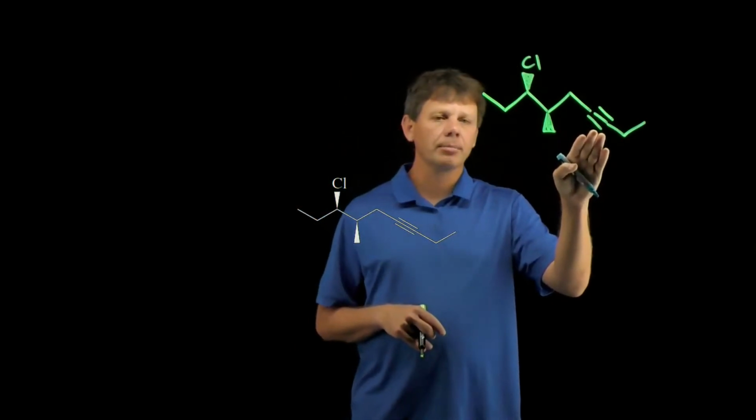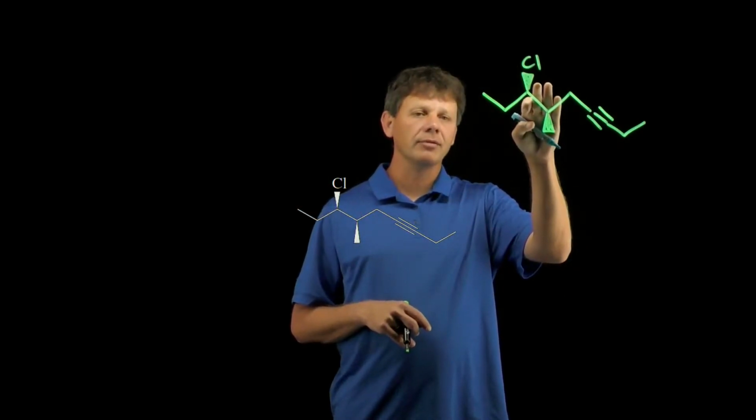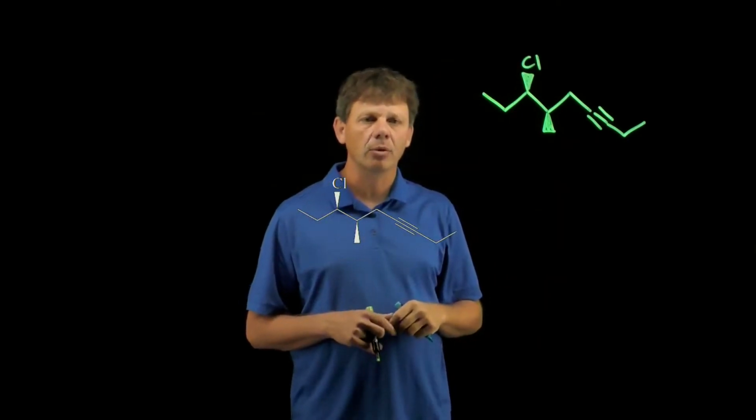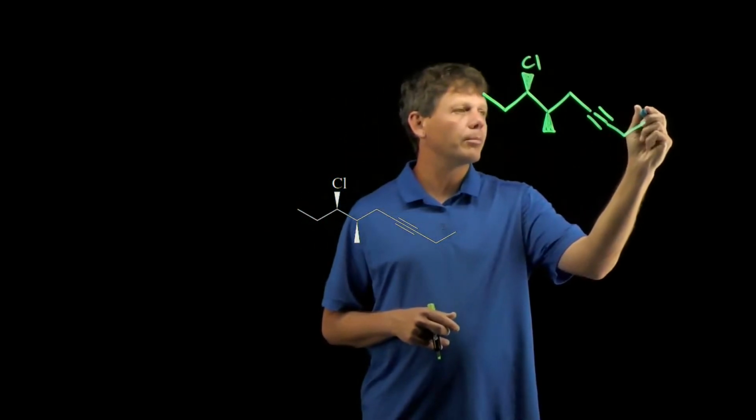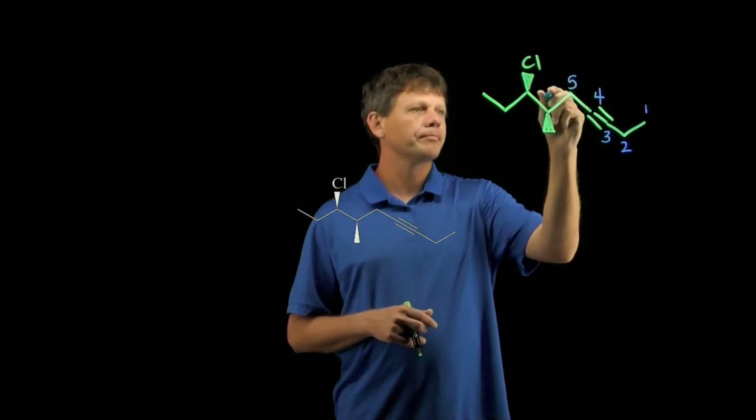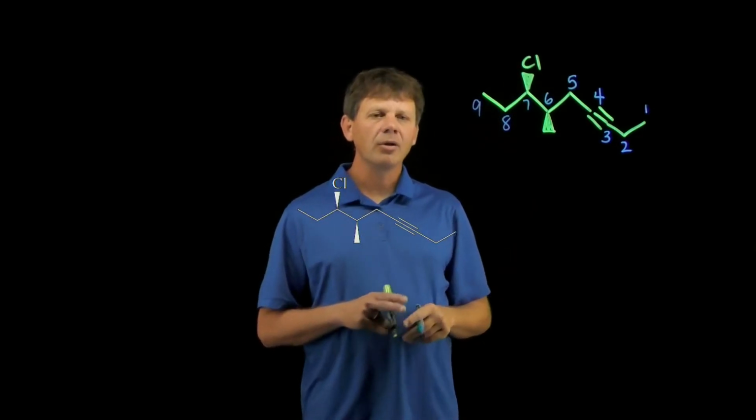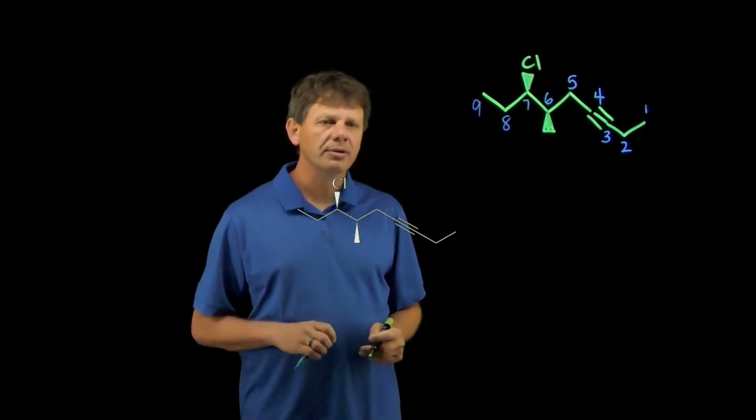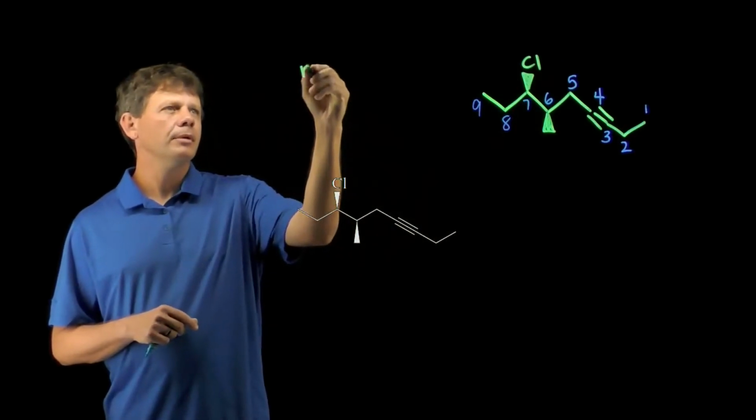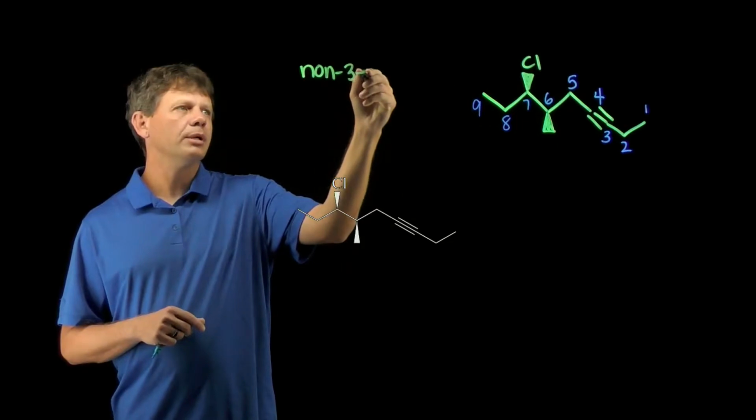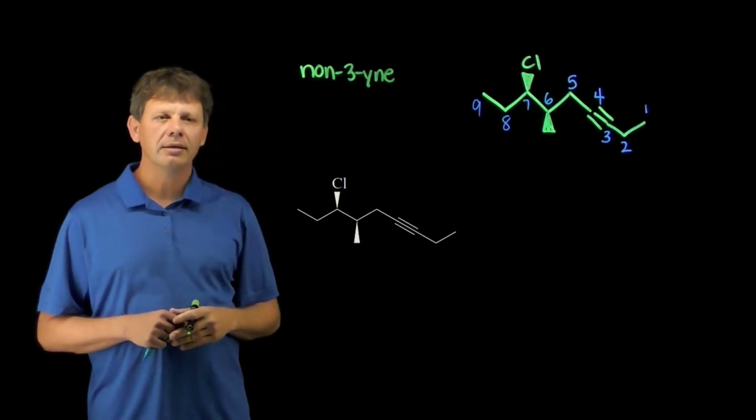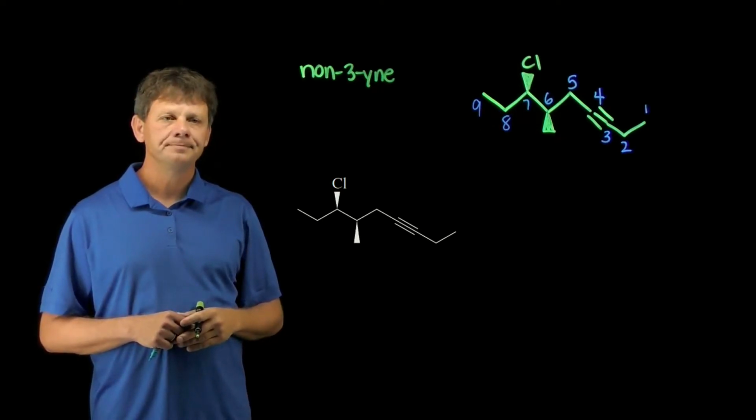Well, with an alkyne present versus an alkyl halide versus a halogen, we're going to number so that the alkyne carbon gets the lowest number. As a result, we'll number this from right to left. And so let's do that. This tells us that our molecule is going to be a non-3-yne. Let's write the name up here. Non-3-yne, where the 3 tells us that the alkyne starts at the 3 carbon.